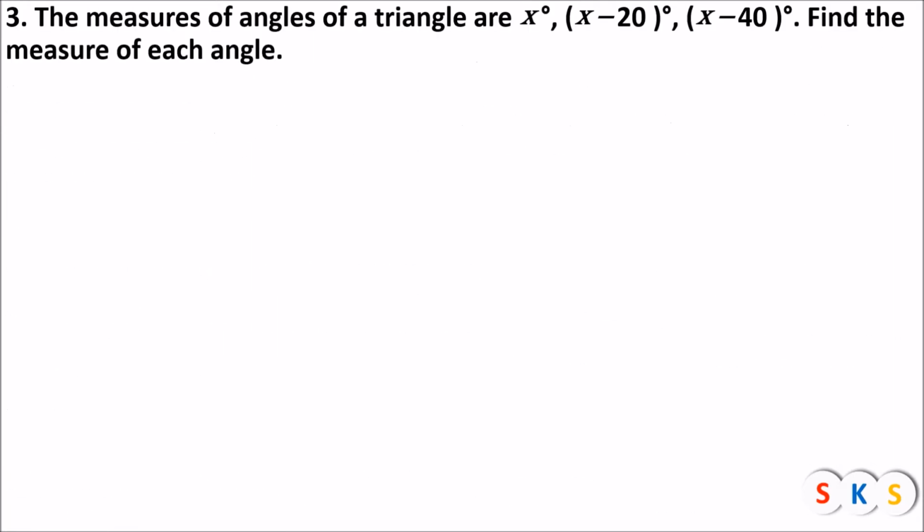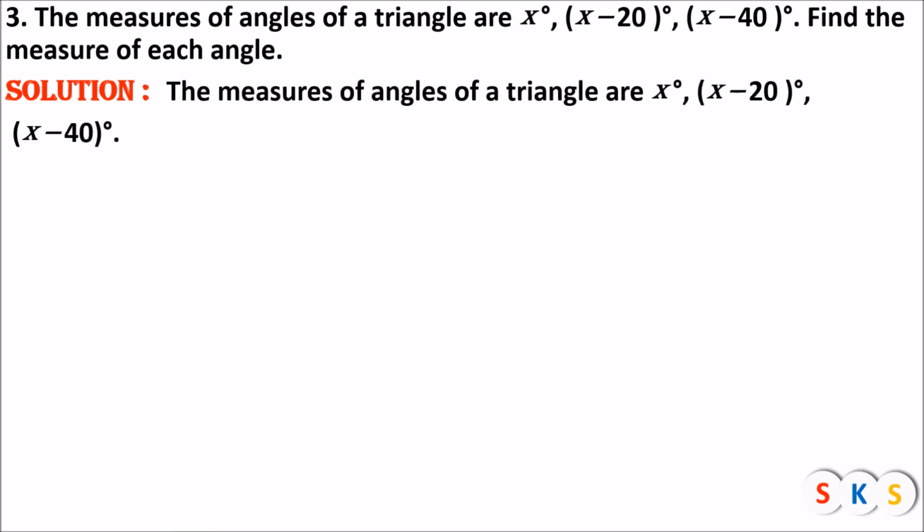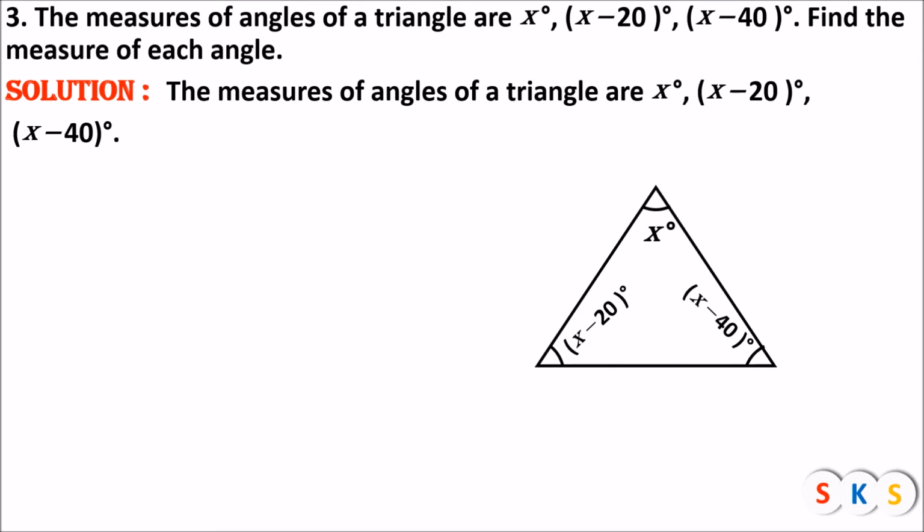Question number 3. The measures of the angles of a triangle are x degrees, x minus 20 degrees, x minus 40 degrees. Find the measure of each angle. Let's see the solution of this question. The measures of the angles of a triangle are x degrees, x minus 20 degrees, x minus 40 degrees. So here we have a figure, and you can see the measures of all three angles of the triangle are given in terms of x.